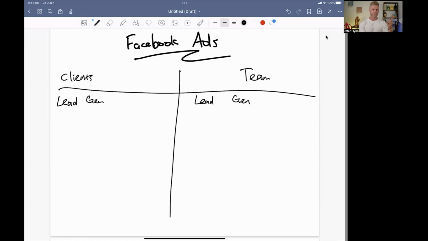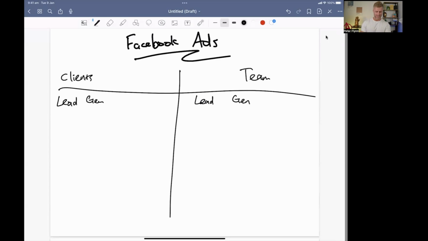They're going to leave their details. They're going to fill out a form. Facebook can autofill most of their details. We can ask the bare minimum questions because we want to put as little barriers in place as possible. And then we can contact that person. However, this is where it starts to differentiate because whilst these are both lead gen ads, they're going to have vastly different ways that we work with them.